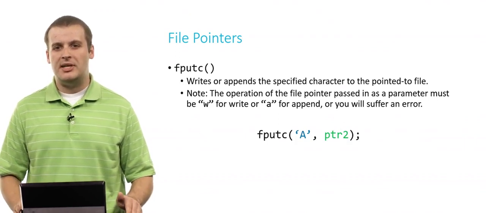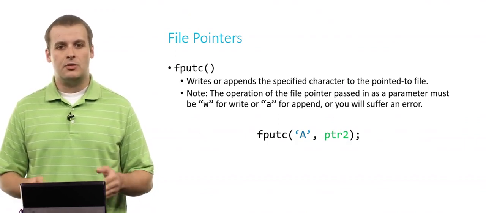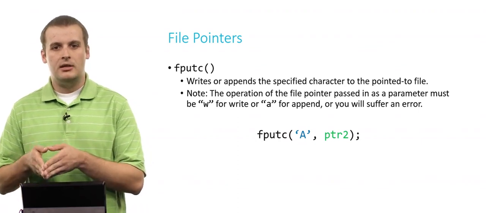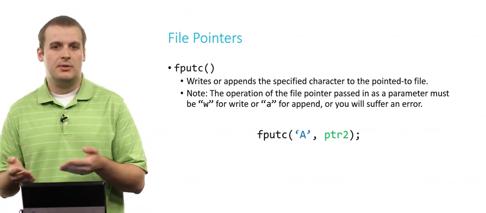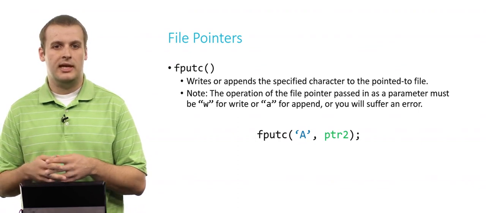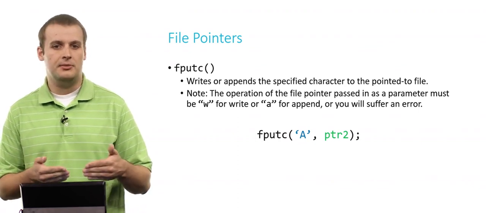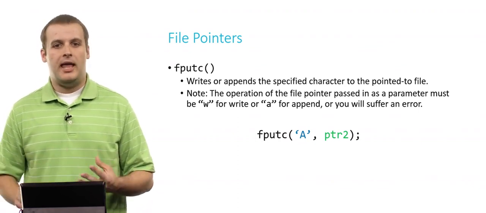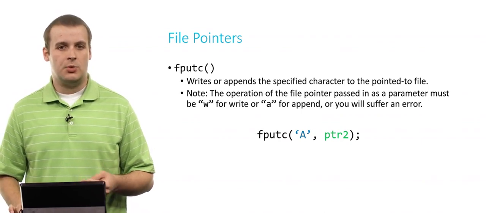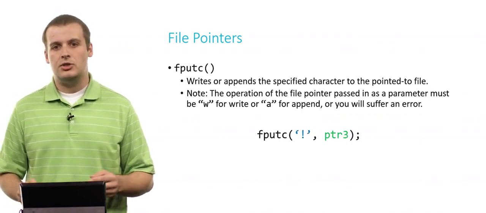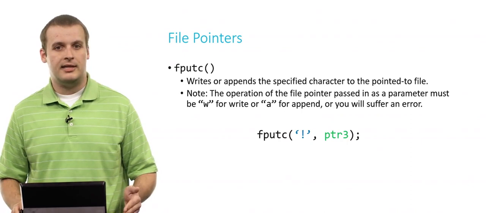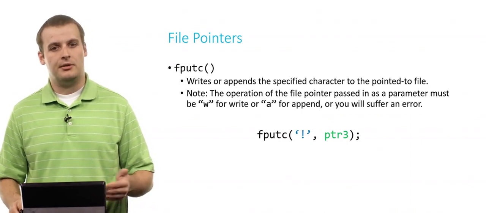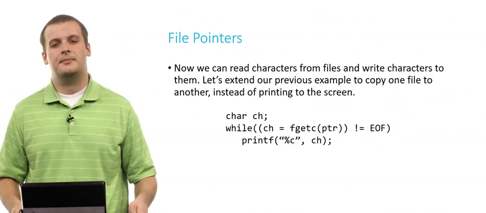fputc capital A ptr2, all that's going to do is write the letter A into file2.txt, which was the name of the file that we opened and assigned the pointer to ptr2. So we're going to write a capital A to file2.txt, or we'll write an exclamation point to file3.txt, which was pointed to by ptr3. So again, pretty straightforward here.